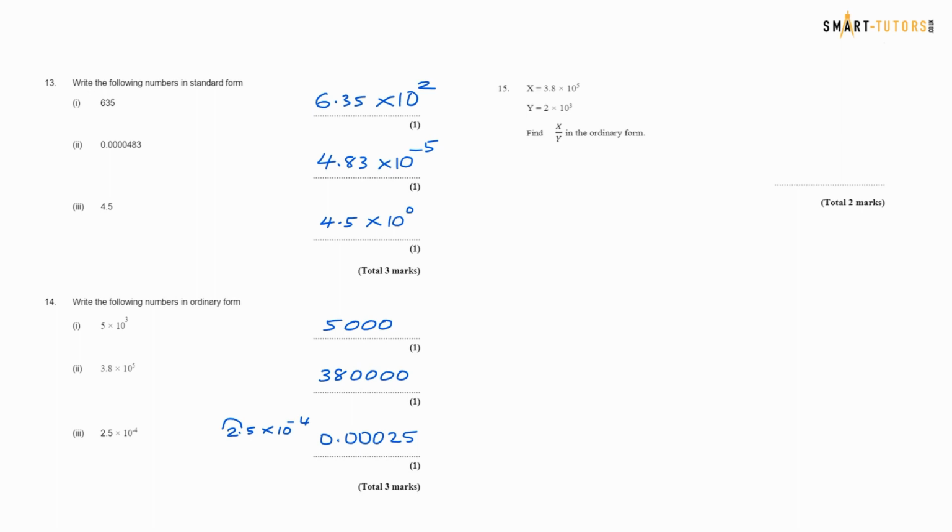Question number 15. X is 3.8 times 10 to the power 5 over y is 2 times 10 to the power 3. X over y, which is easy, 3.8 divided by 2 is 1.9 times 10 to the power 2. So the answer is 1.9 times 10 to the power 2.